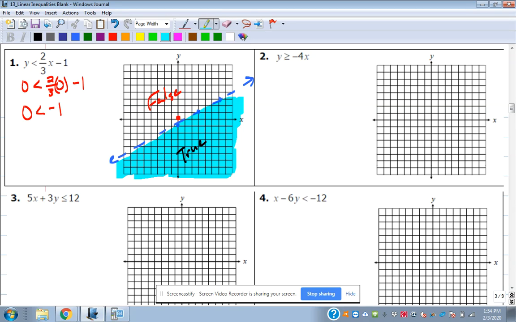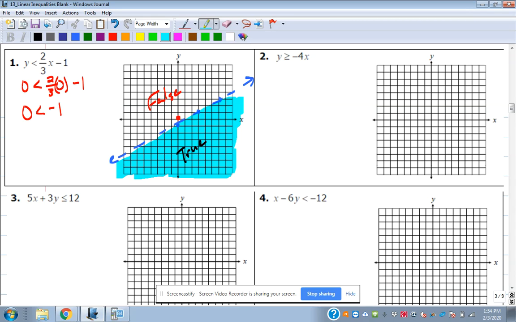It doesn't matter which test point you do as long as it's on one side of the line. It can't be on the line. That's the only restriction on the test point. It doesn't matter which one you pick, as long as it's on one side of the line or the other. And then always shade the true side.